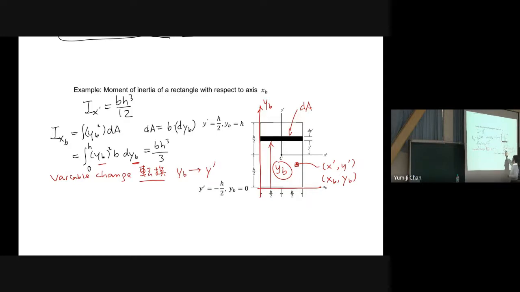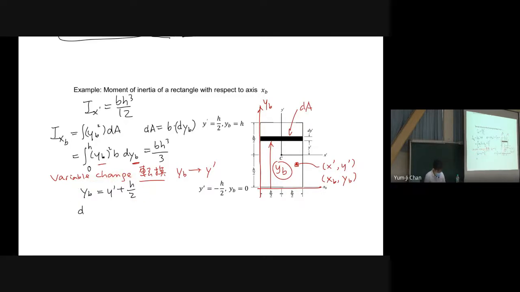And I think from the figure you can know that yb is equal to y prime plus half of x, right? Because if yb is equal to 0, y prime is equal to negative half of x. If yb is equal to x, y prime is equal to half of x, and so on. Then, of course, you get yb equal to y prime plus half of x.